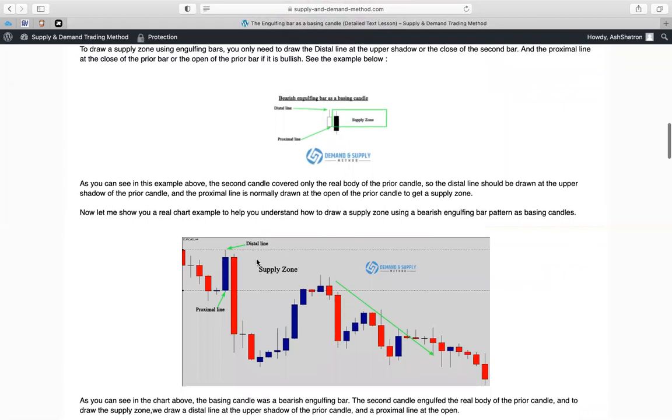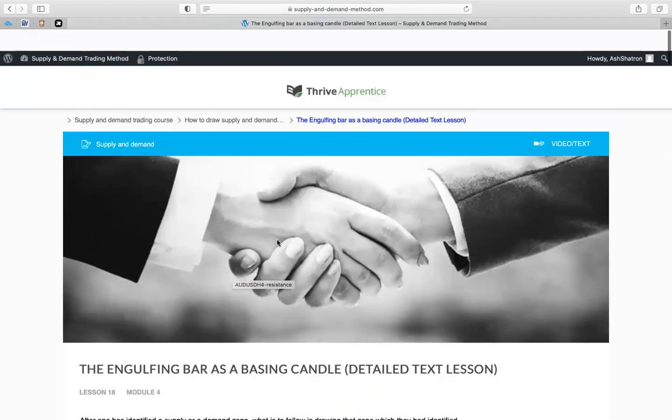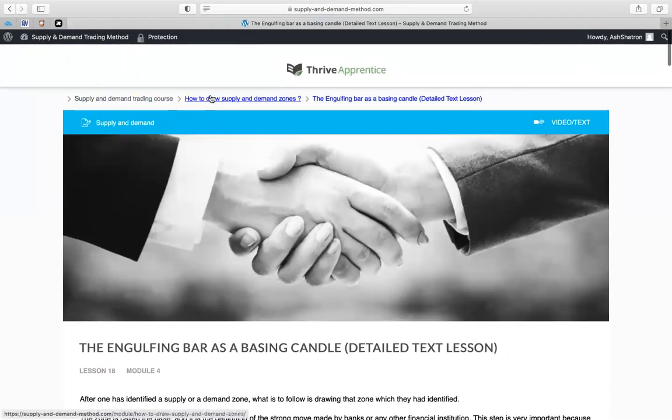Right, for an engulfing candlestick. So basically, it's the same thing, right? The proximal line is always going to be on the body or on the wick, and then your distal line is going to be what? On the last wick. It's basically the same thing.